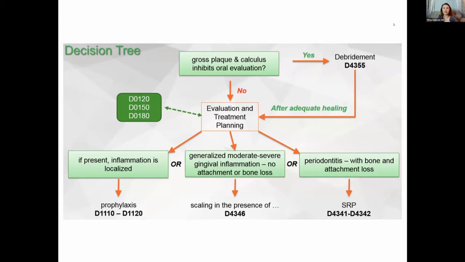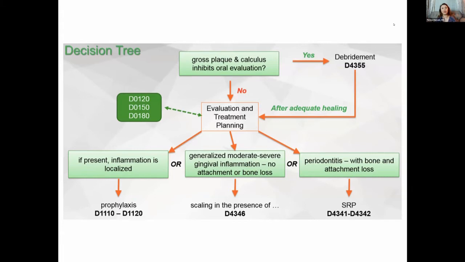You really can't do a comprehensive evaluation. It's impossible. So you send them over to a debridement, and that's what you would do. And we'll talk about that in a second. And then after there's healing, you send them back. Now, they may not need the debridement, so you just slide right in there to the evaluation, and we gave you the procedure codes that we're talking about on the side.